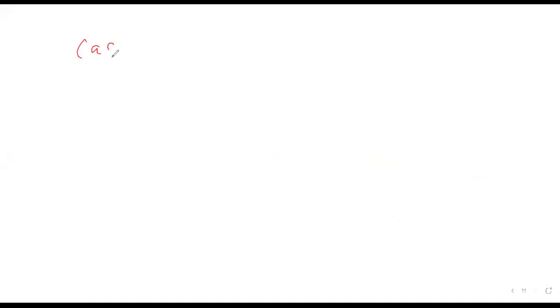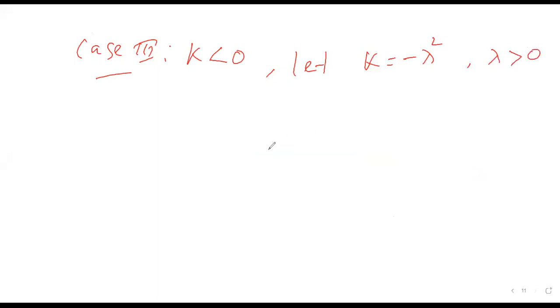Let's see case number 3, where I would like to take k less than 0. So I'm going to take k equal to minus lambda square to have my answer, because lambda square will be greater than 0, so with the minus it will anyway be less than 0. So my answer will be coming as, I'm just going to write my answer. You can copy. You can learn this in your ODE part. I'm just going to give you the answer.